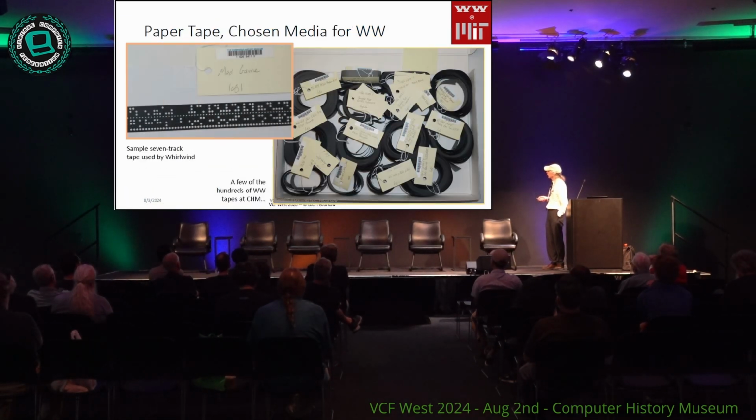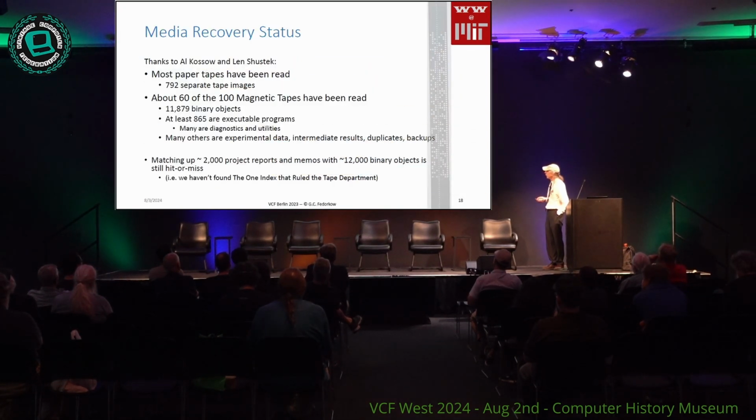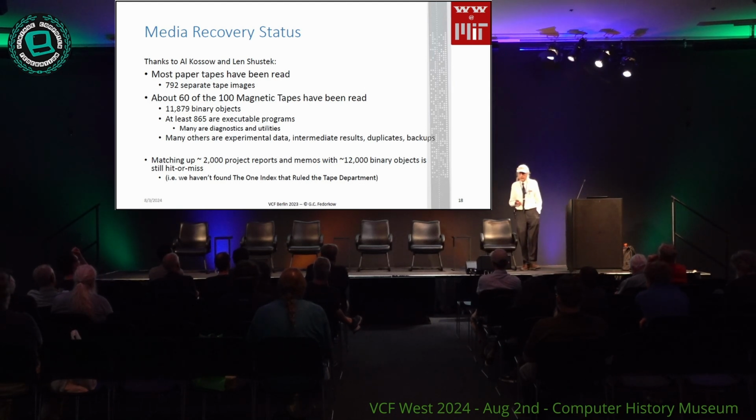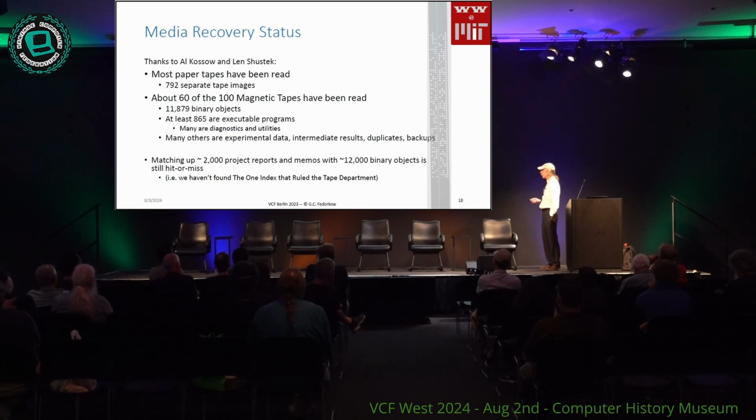Paper tape, thousands of them. Thanks to Al Casso here and Len Shustik, we have read essentially all of the paper tapes and 2/3 of the magnetic tapes, and it's too bad about that pandemic getting in the way when we were almost done with the magnetic tapes. But there's so far about 12,000 binary objects recovered, and matching up those objects with the 2,000 documents is, let's say, an ongoing project.